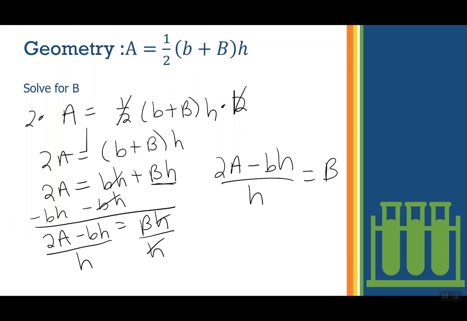No canceling happens here. Even though I have an h in the numerator and an h in the denominator, I can't cancel these two h's out. I have to leave it alone because the 2A is also dividing by h and I can't cancel there. So just leave it alone and say good job and move on to the next one.